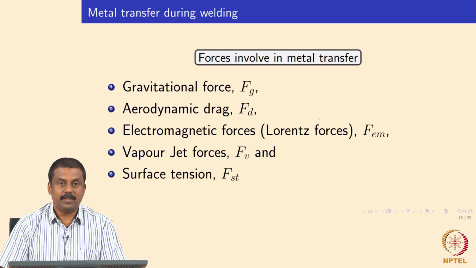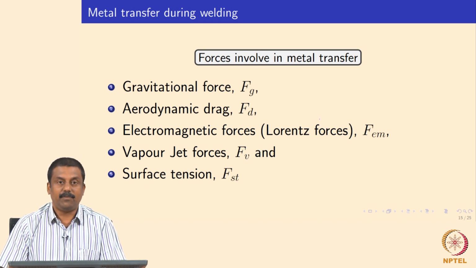Based on this force balance, the shape of the droplet that is transferred from the electrode tip to the workpiece changes. And we looked at, in some of the videos in earlier slides, the spray transfer and the globular transfer. The mode of transfer is entirely determined by the balance of forces that I displayed in this slide. So there are 5 forces that dictate the transfer characteristics.